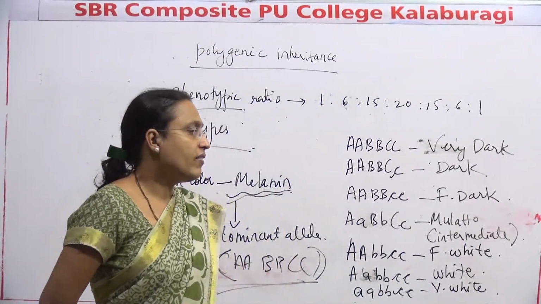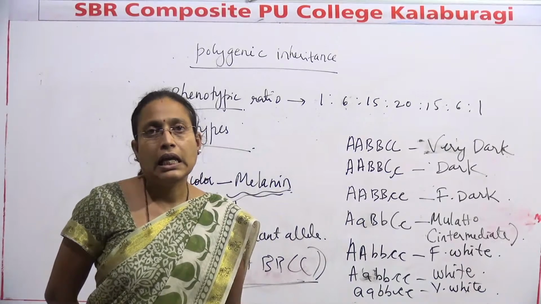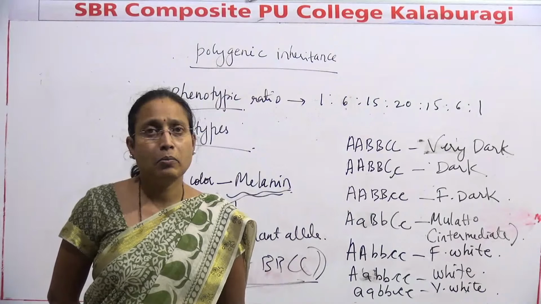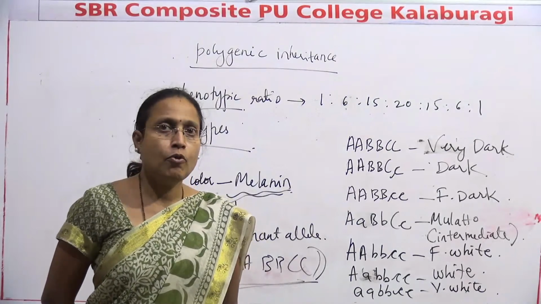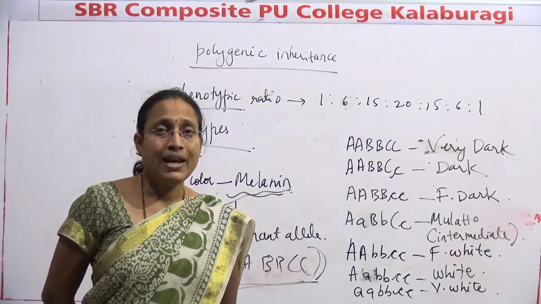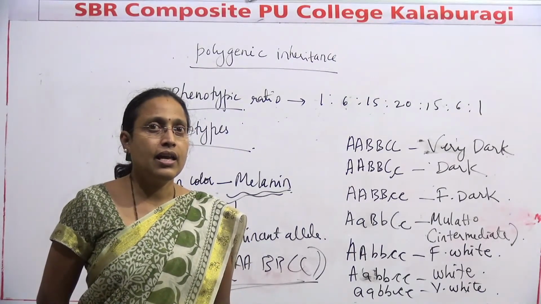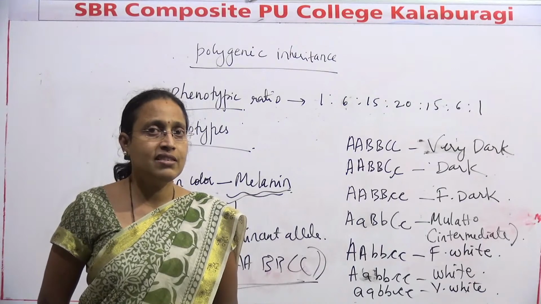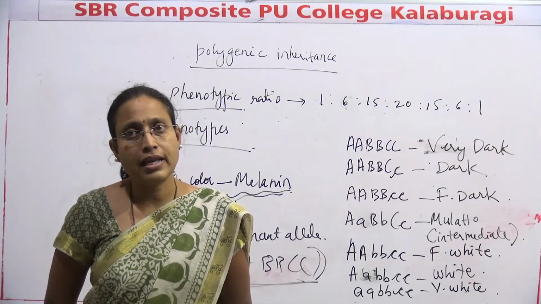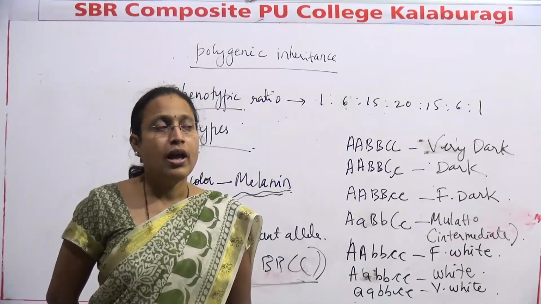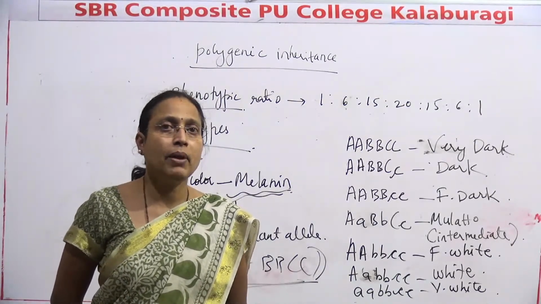So therefore, in a very brief revision, pleiotropy is what? It is nothing but single gene, many characters. Whereas polygeny is kind of the opposite. Many genes, single character. And in the case of multiple allelism, it is a single gene only, monogenic, but the number of alleles is more, and therefore we say it is multiple allelism.